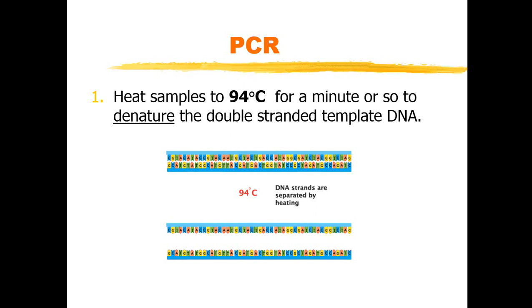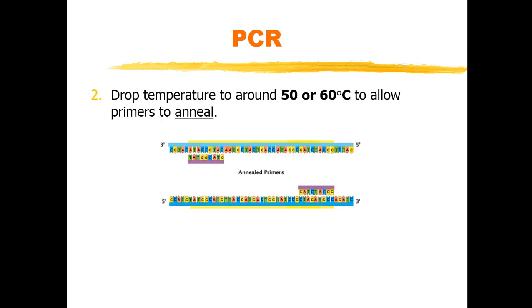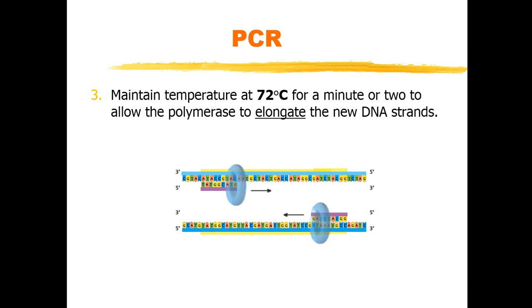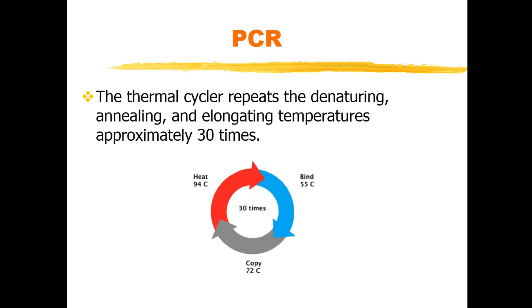The first step in PCR is denaturation at 94 degrees Celsius. Double-stranded DNA is converted to single-stranded form. The second step is annealing of primers between 50 to 60 degrees Celsius. The third step is elongation of primers, synthesis or amplification of strands, at 72 degrees Celsius. Minimum 30 to 40 cycles are performed.